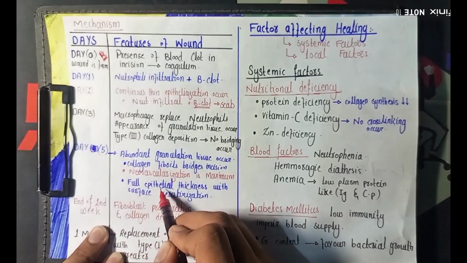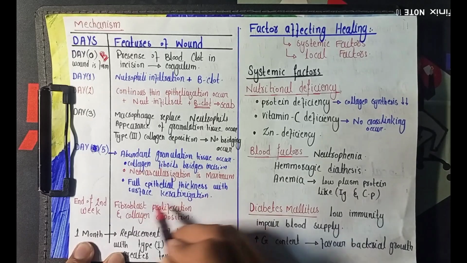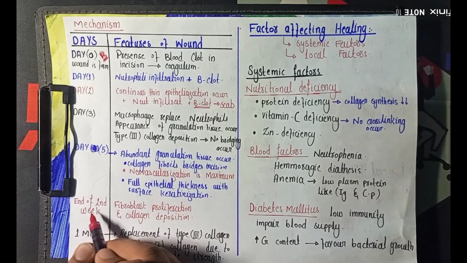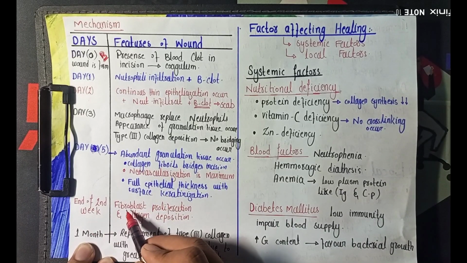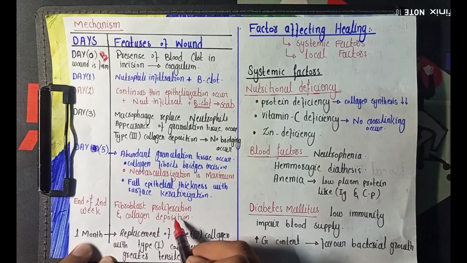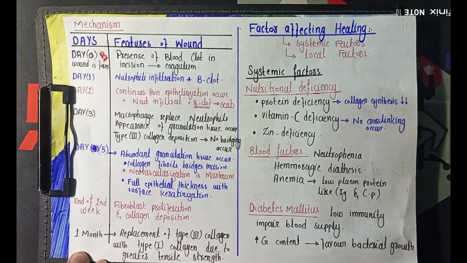Similarly, there will be full epithelial thickness along with the surface keratinization. At the end of the second week, there will be fibroblast proliferation and collagen deposition, and at the end of 1 month there is replacement of the type 3 collagen with the type 1 collagen, and the type 1 collagen has more tensile strength than the type 3 collagen.